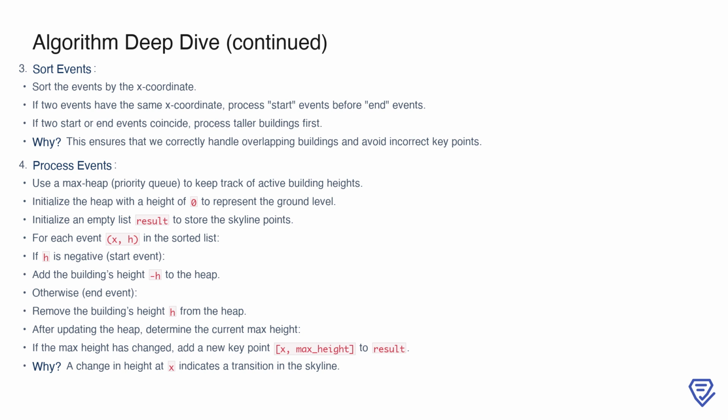As we iterate through the sorted events, we check whether the event is a start or end event. For a start event, we add the building's height to the heap. For an end event, we remove the building's height from the heap. After updating the heap, we determine the maximum height. If this maximum height changes, it indicates a transition in the skyline at the current x coordinate, so we add a new key point, x, max_height, to the result.